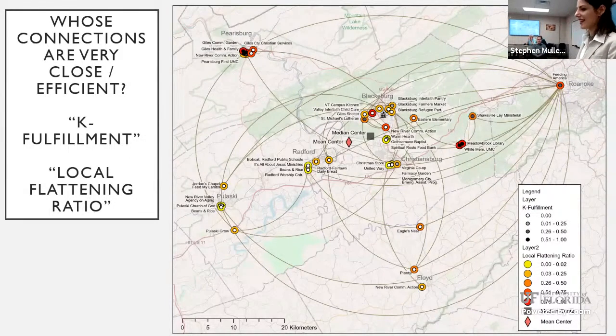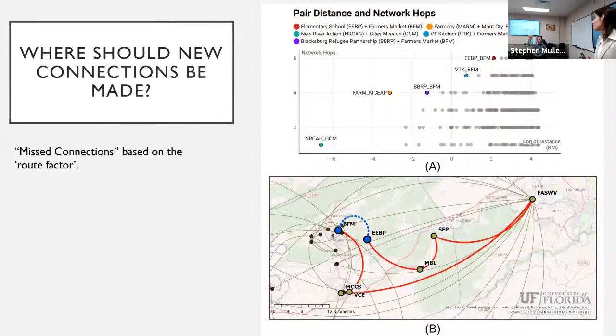And so I'll show you one last thing on this network, and then I'll move on to what we're going to do to try to create some community around this topic. So one of our questions was, where should new connections be made? So we made a metric called missed connections. Has anyone ever been on Craigslist? Yeah, they used to have something called missed connections there.